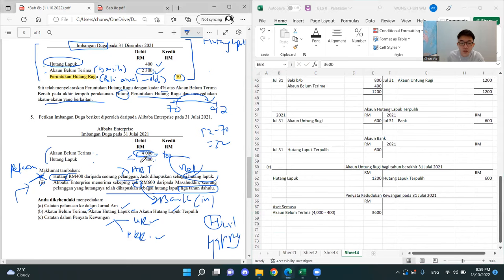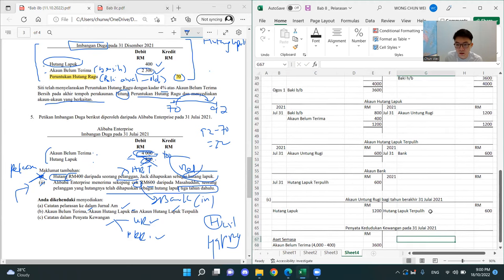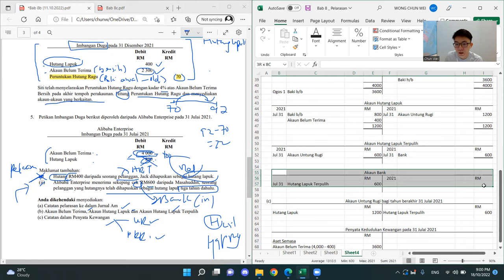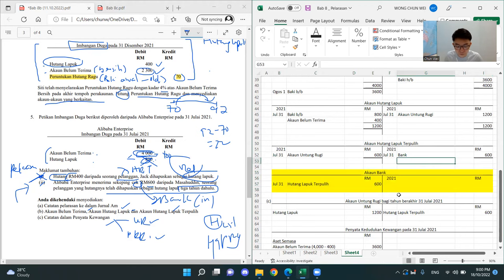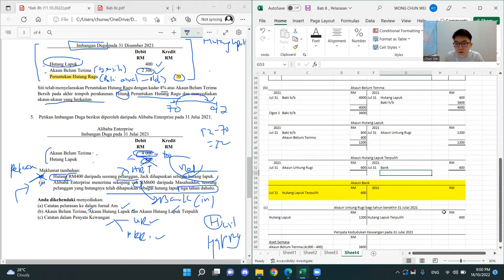And you see that this 800 we don't have to minus already, because the 800 has already been deducted from the 4,000 from the ABT. Therefore we don't have to minus again. So that's why we just record this 3,600 for your PKK. That's it. So this one I'll just highlight it so that you know this is not required, but just to show you. So here is the answer.